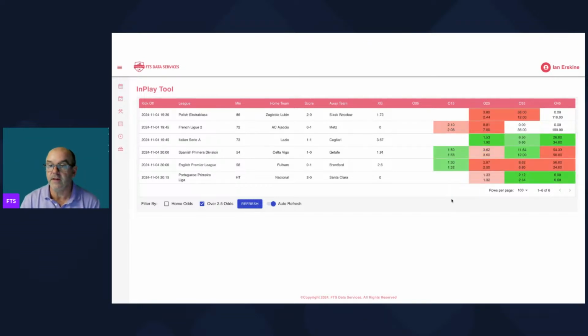In fact, we haven't seen the second half goal. Zaglebie Lubin we have, but nothing at Ajaccio, no at Lazio, nothing at Brentford, nothing at Celta Vigo. You lot have broken the second half goal. They only ran at 78%. You lot managed to get a bagel up. I will blame you if a goal doesn't go in. I'll blame one of you.